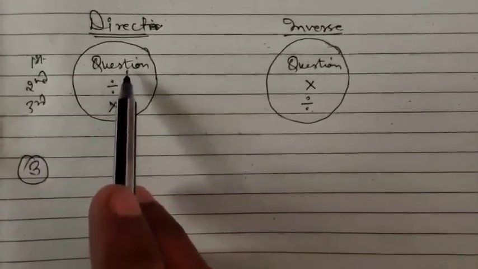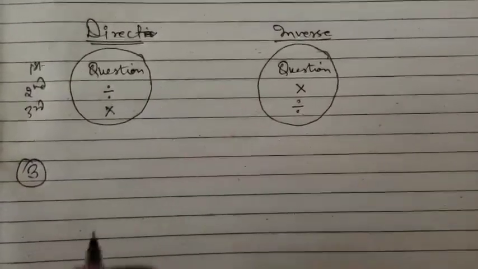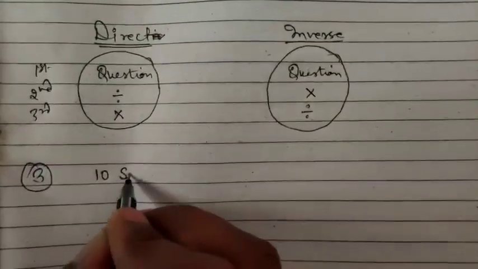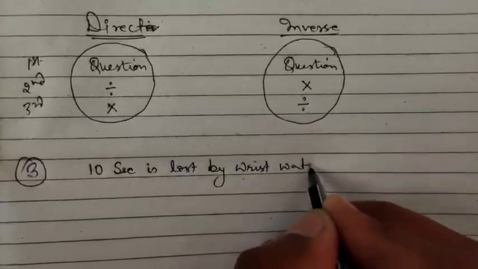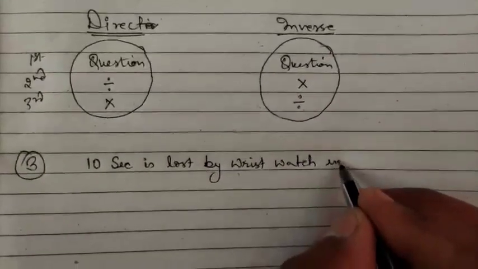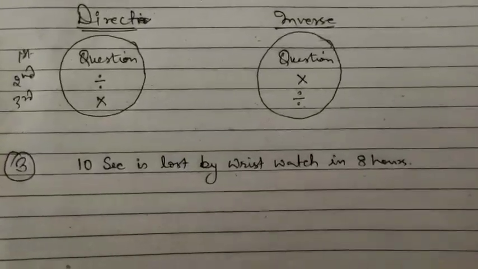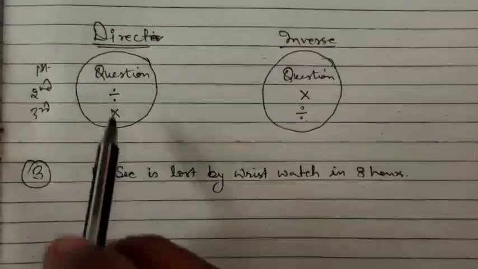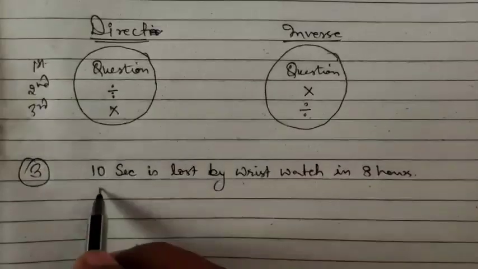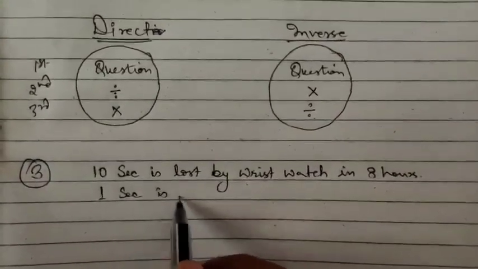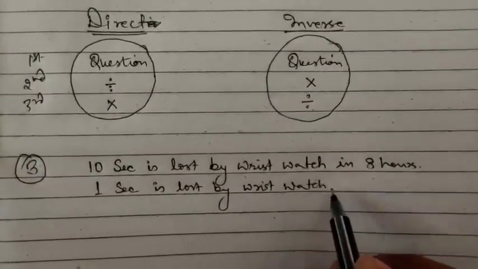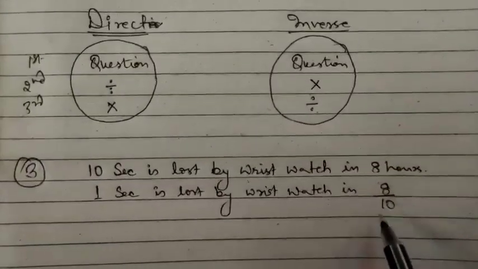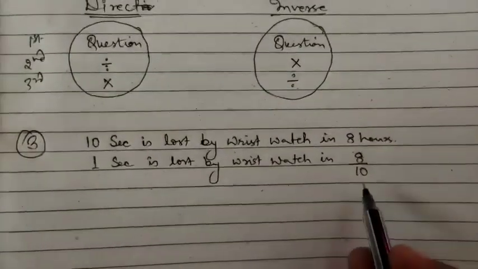As discussed earlier, the first step will be given in the question: 10 seconds is lost by the wristwatch in 8 hours. I have just made the statement taking from the question. In 8 hours the wristwatch loses 10 seconds. The second step is to reach 1. 1 second is lost by the wristwatch in 8 by 10 hours. Since the question is direct, that's why we will do the division.